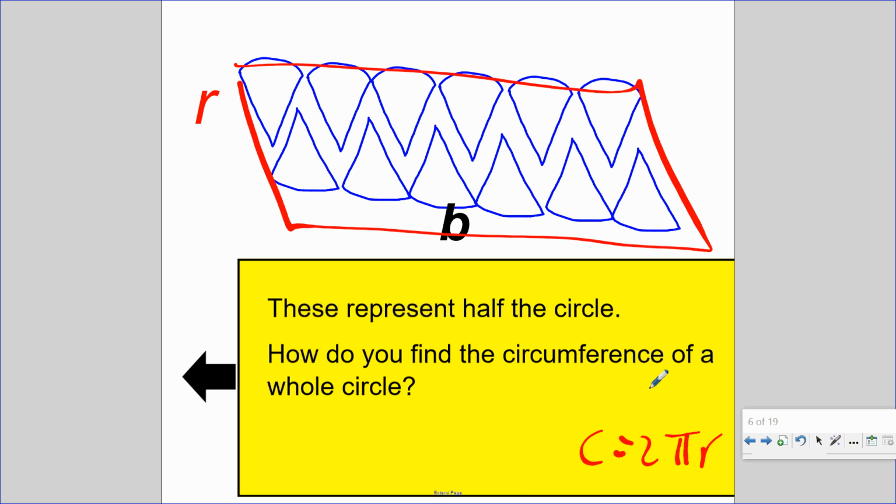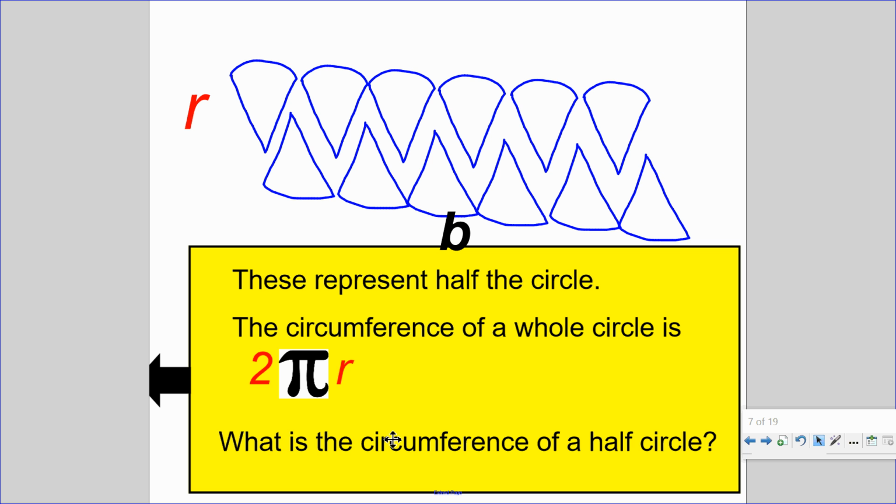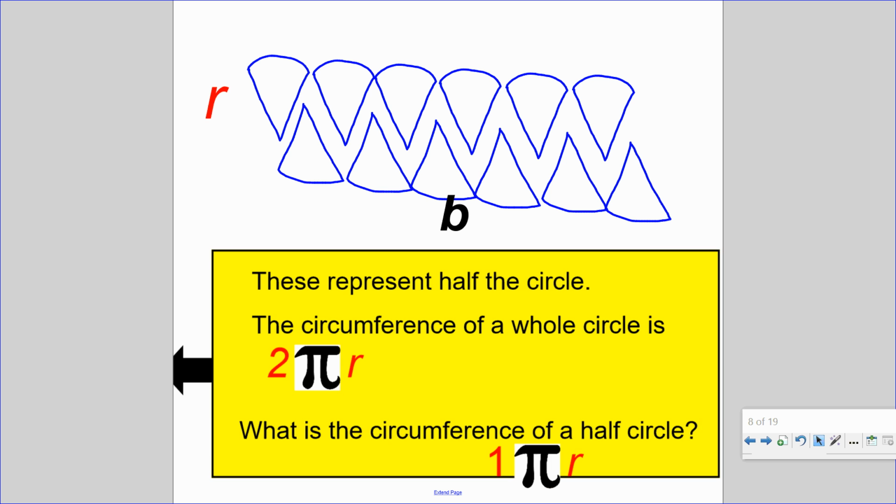But let's think about it. This represents half of the circle. So what is the circumference of half of a circle? If the circumference of a whole circle is 2 pi r, how can I find the circumference of half of a circle? I want you to think about it. 2 pi r is a whole circle. What's half of that? Half of 2 pi r will be, I believe, 1 pi r.